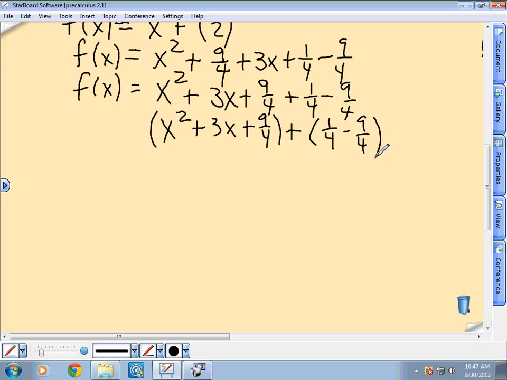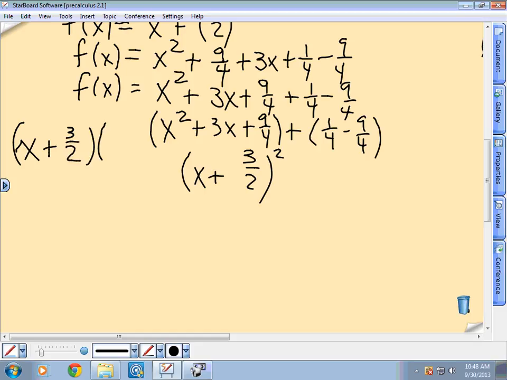We want it to be a perfect square, so what's the first one going to be? x plus. x and plus. So now I've got to figure out what times itself is going to give me 9/4. 3 halves. And I can prove that to you, because look, x plus 3 halves. It's really not that bad.